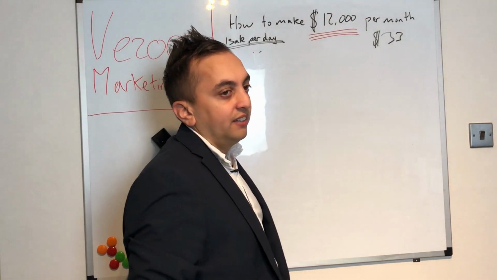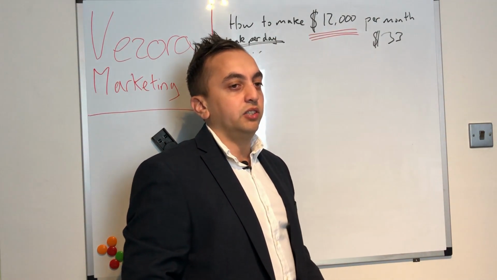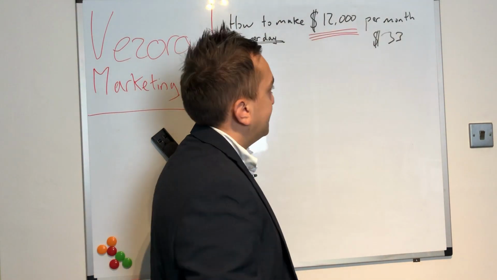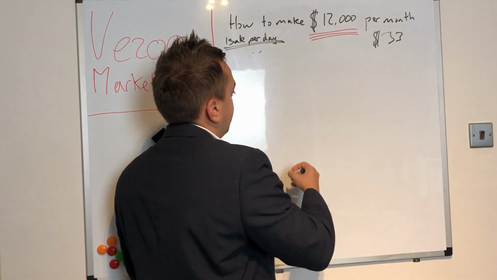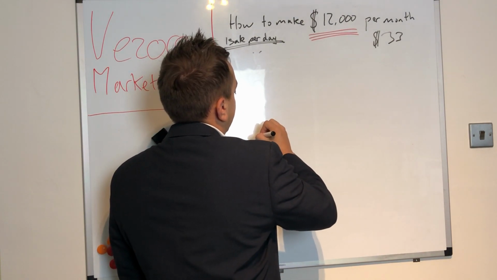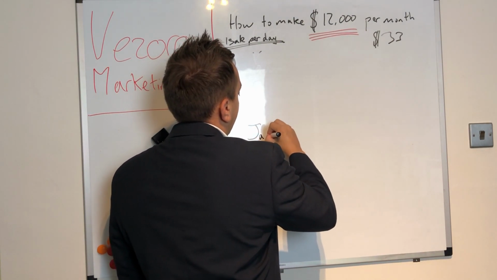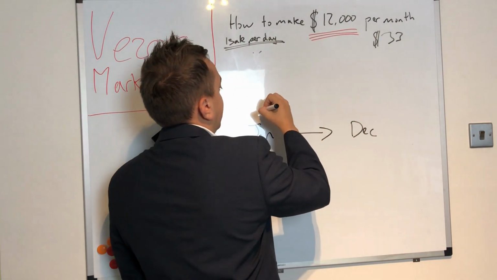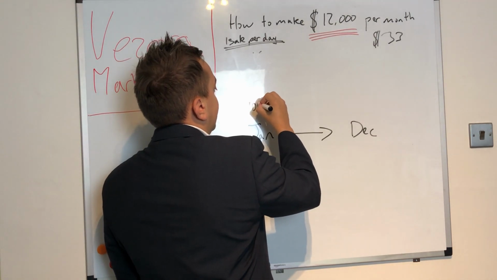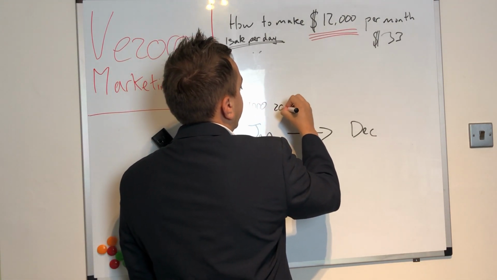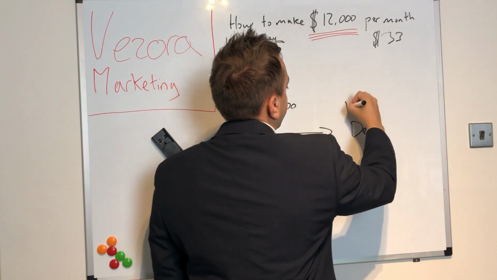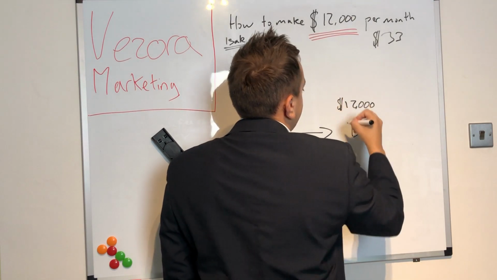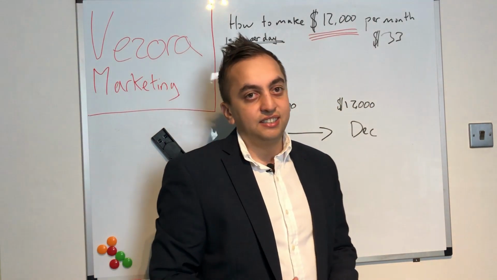Now, you're thinking, I've made $1,000, how do I go to $12,000? Easy. Next month, we choose another product and we repeat the same process. If I have January to December, you suddenly go $1,000 here, making $2,000 a month, and all the way up to $12,000 a month. It's actually very, very simple.